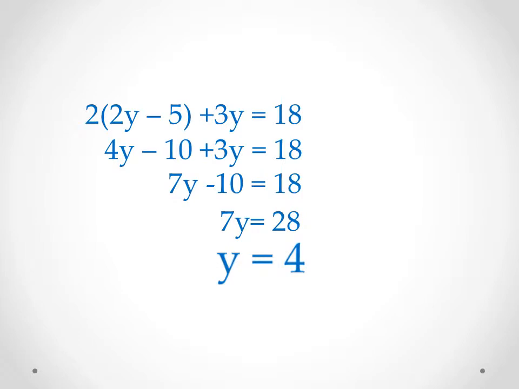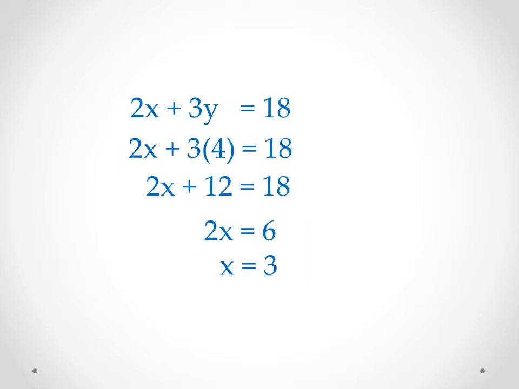So once I have y is equal to 4, I can substitute into my first equation. 3y is going to be equal to 3 times 4 is 12. We add a negative 12 to both sides. We end up with 2x is equal to 6. Divide both sides by the coefficient 2. We end up with x is equal to 3.